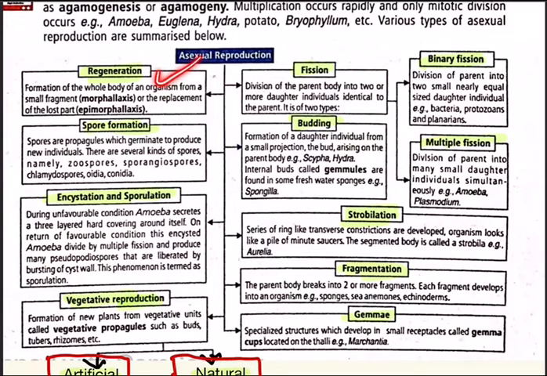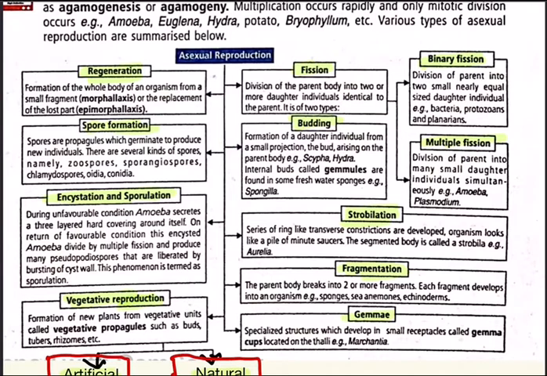So we have got regeneration, spore formation, fission, two types of fission, binary and multiple, budding. And now we go for the next one, that is strobilation. A series of ring-like transverse constrictions are developed. The organism looks like a pile of minute saucers, cup and saucer, teacup and saucer. So you get that series of transverse sections, and each one is called a strobila. The segmented body is called, as I said, strobila. For example, Aurelia. Aurelia is famous for formation of strobila.